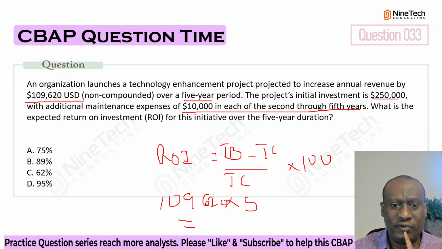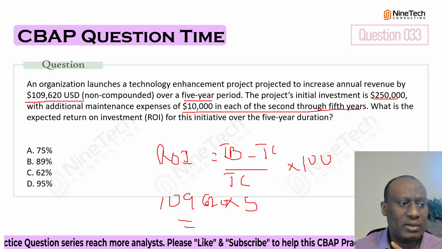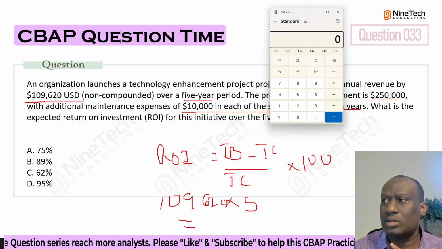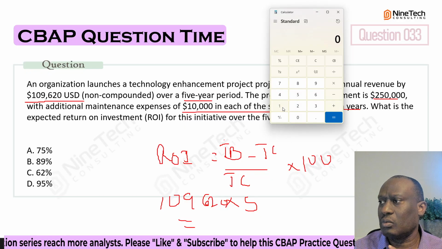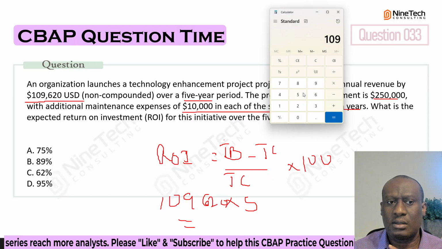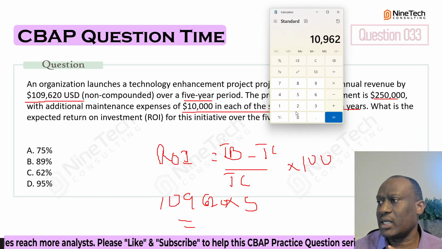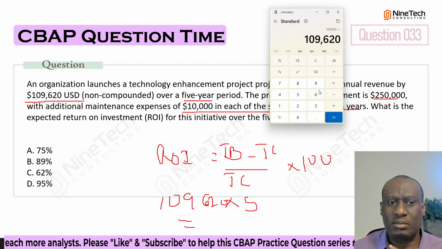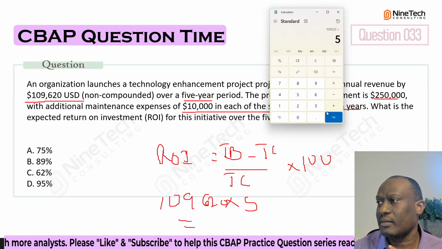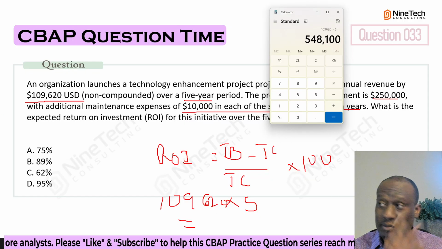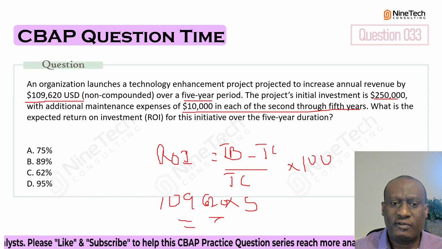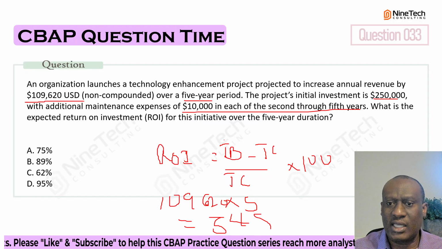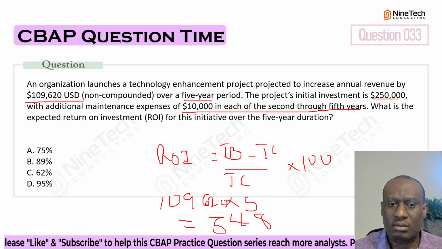And this should give you, let me see if I can get my calculator. 109,620 times 5. Awesome. So that will give you 548,100.